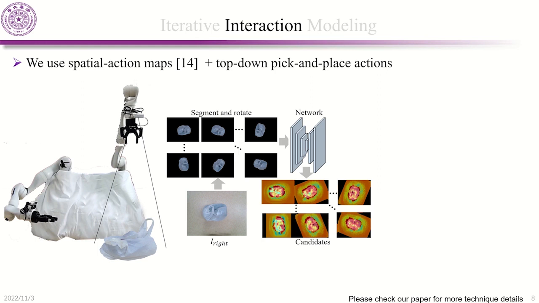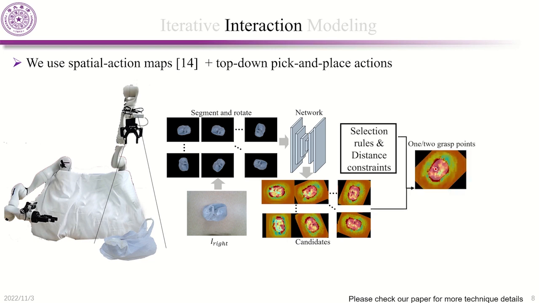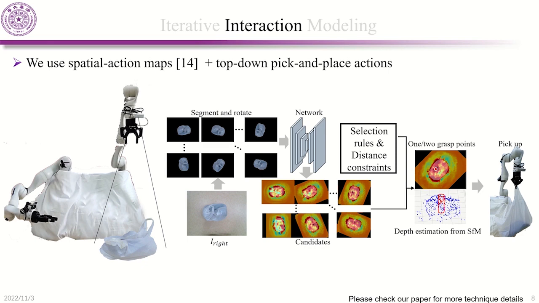The network outputs a series of heat maps where the higher value indicates higher possibilities of grasping. We select the point with the highest value with some distance constraint to get the final grasping point. Then we transfer the pixel XY coordinate to the robot configuration, and then use CoMap to get the grasping depth. Finally, we perform the grasping action based on the estimated XYZ value.